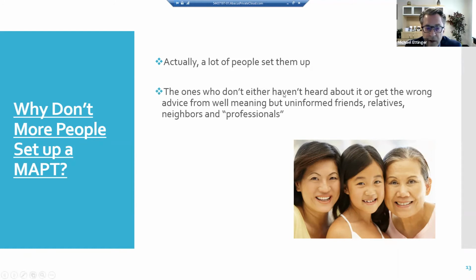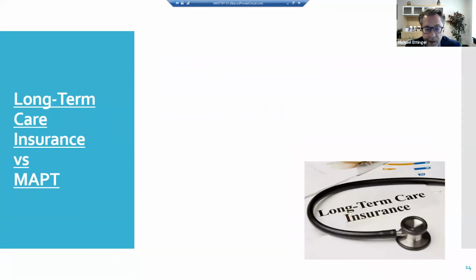So there you go. I said, people haven't heard of it or they get the wrong advice. People are well-meaning, uninformed friends, relatives, neighbors, and professionals. Well, they're professionals, but they're not professionals in elder law and estate planning. They're just professionals in their field. So be careful about that. The quality of information or the weightiness of information or advice is different from different people.